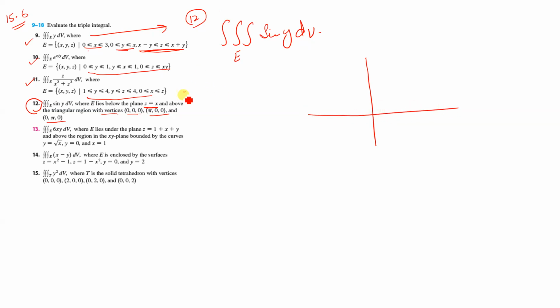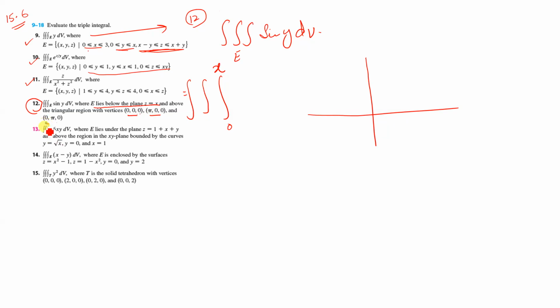first of all, we have to determine the lower bound and upper bound for z. The lower bound for z can be observed from these values, that is z is equal to 0. And the upper bound of z can be determined by this plane, because if you read it again, E lies below the plane. So that is the upper bound for z: z is equal to x.